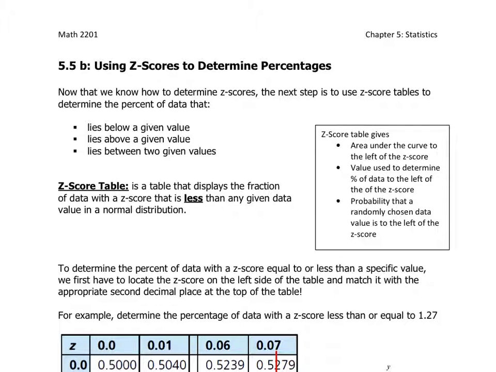Section 5.5b is on using z-scores to determine percentages. Once we have a z-score, we know about where it is on the normal distribution curve, where that data value lies relative to the mean.